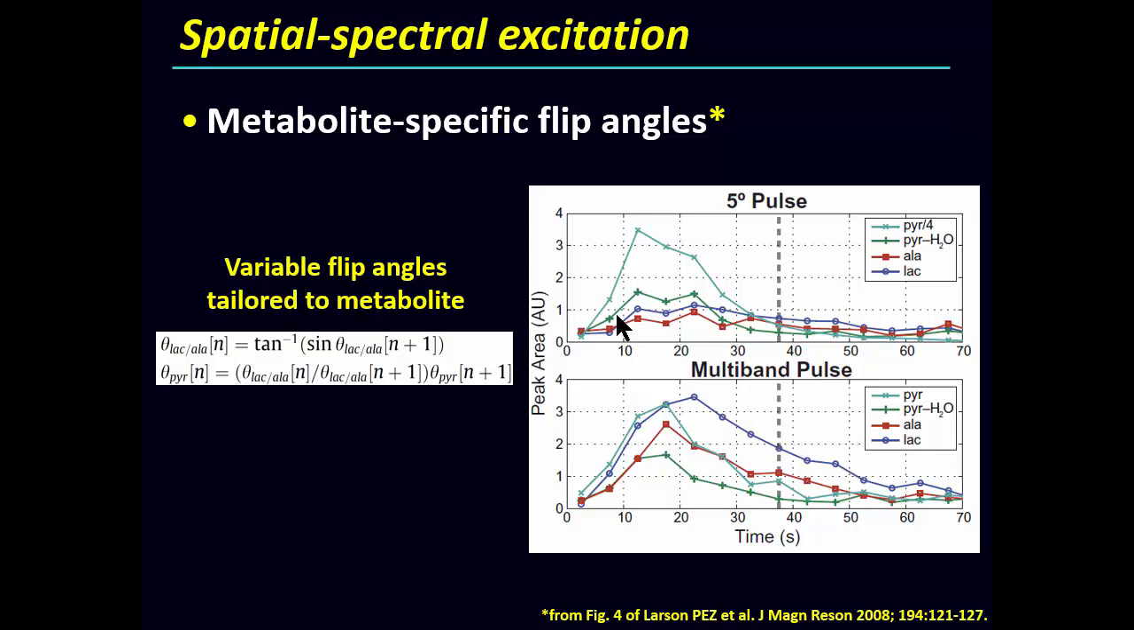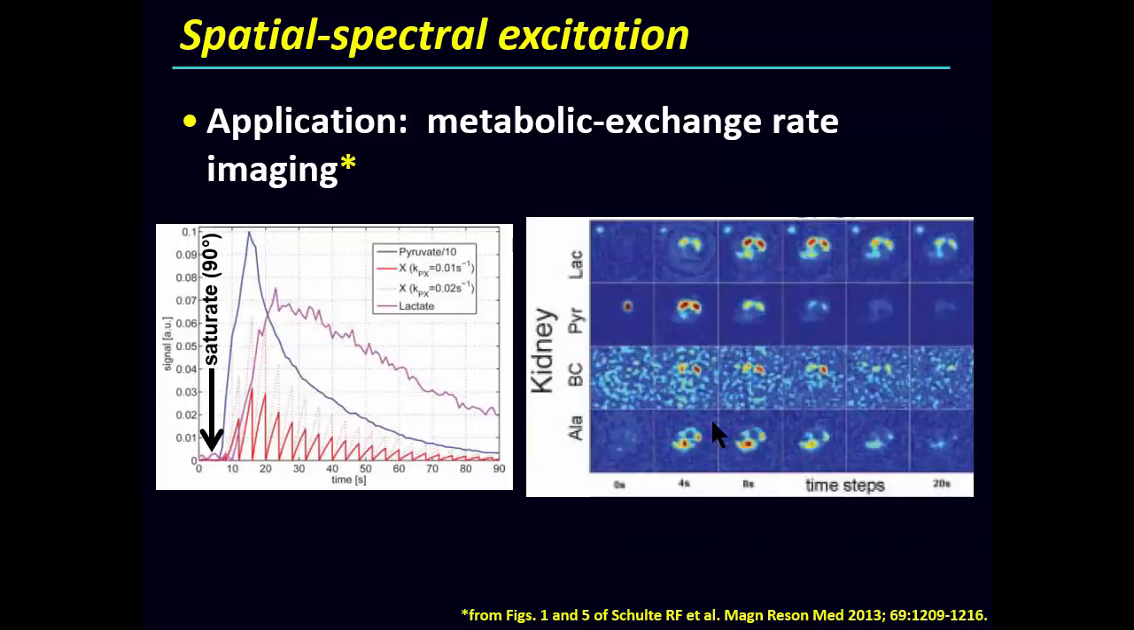At the top, we have the dynamics for a 5-degree constant pulse. Here, sort of like the example I showed, we see very high signal from pyruvate. This is pyruvate divided by 4, and much lower signal from the downstream metabolites of interest. But if we go to this optimized spatial spectral pulse, then all of a sudden, things like lactate here in light blue and alanine in red have a much higher signal than the constant degree pulse and much more comparable to the pyruvate.